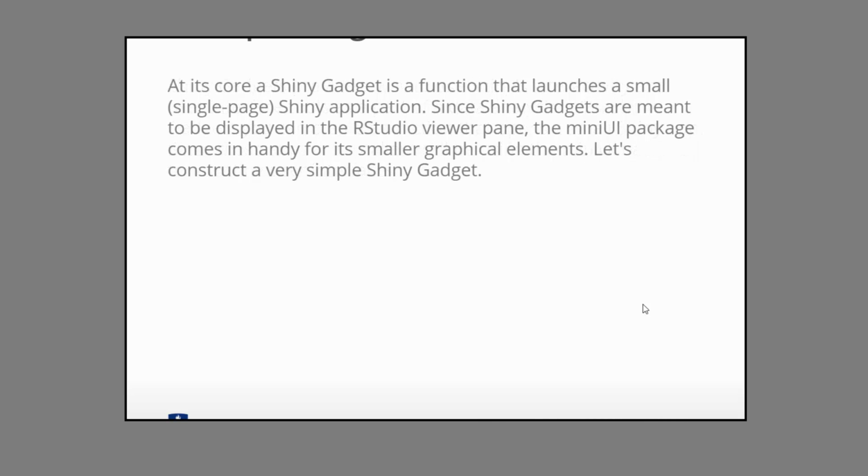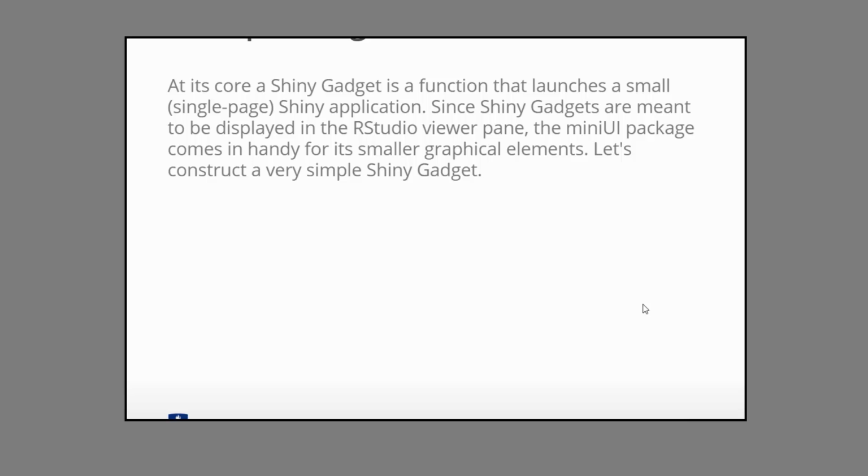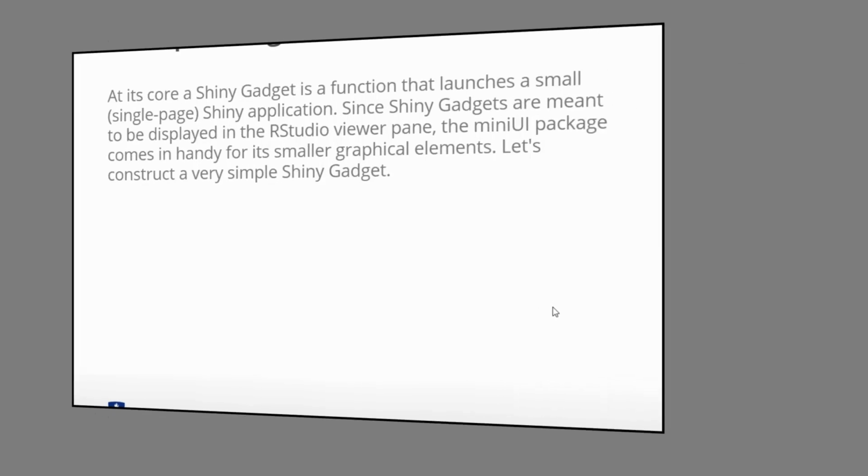Okay, I'm going to read a little bit of this slide because I think this is the core. A Shiny Gadget is a function that launches a small single-page Shiny application in the RStudio viewer pane. Since they're viewed in the RStudio viewer pane, the Mini UI package comes in handy. Next, we're going to create a simple Shiny Gadget, reduce it down to the simplest possible program, and go through the elements. So I'm going to switch over and do a code demonstration now.